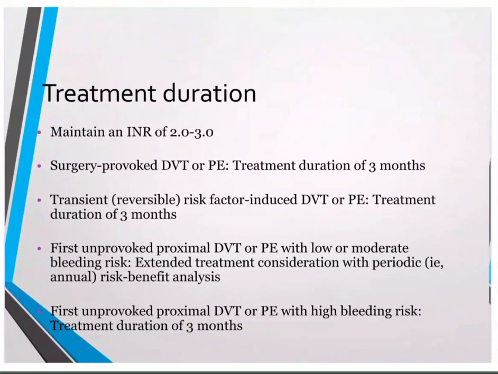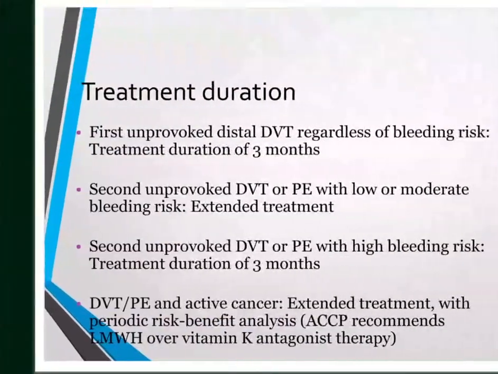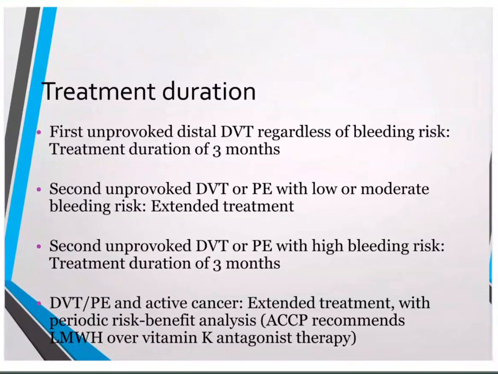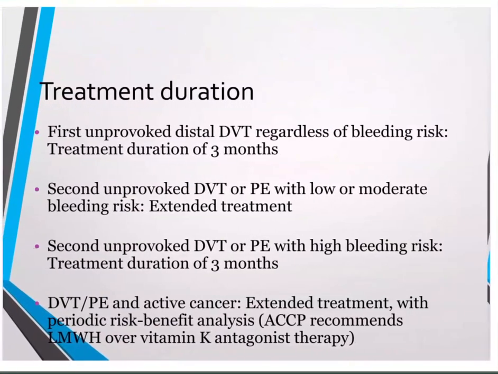If it's a first unprovoked proximal DVT with low or moderate bleeding risk, an extended treatment can be considered, greater than 3 months. If it's a first unprovoked DVT or pulmonary embolism with high bleeding risk, treatment duration is 3 months. So initially the normal duration is between 3 to 6 months for patients on warfarin. If it's some cancers, we can even go from 6 to 12 months.